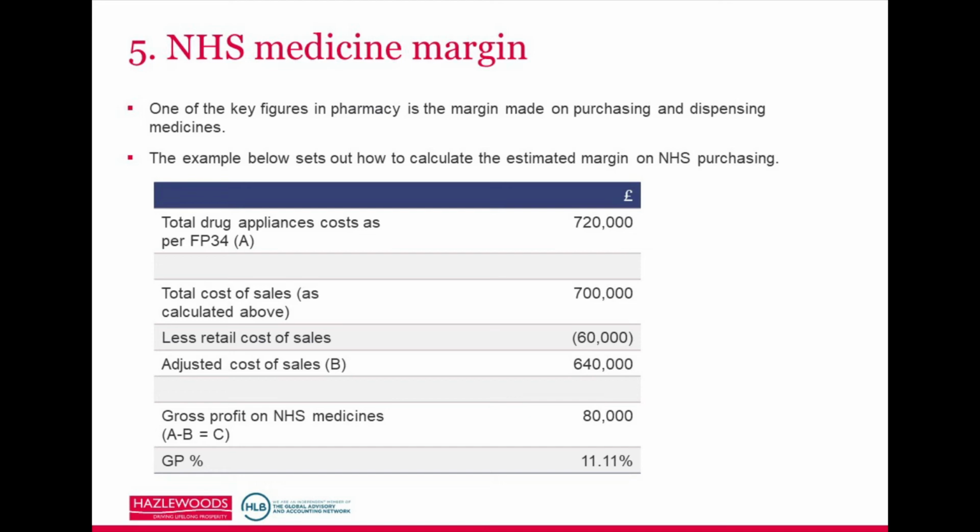In our example today, we've got 720,000 as the turnover, less a cost of sales figure of 640,000 to give us a gross profit on medicine of £80,000. This gives us a GP percentage of 11% on NHS dispensing. This figure obviously excludes any fees being received in terms of dispensing and other services.